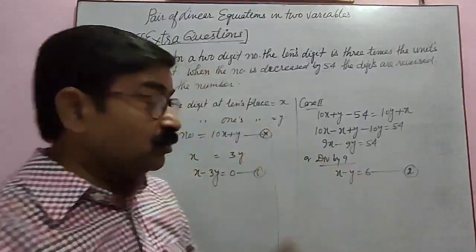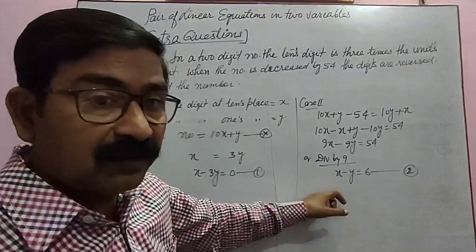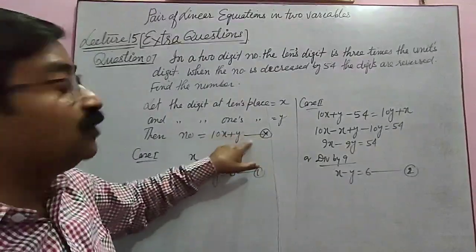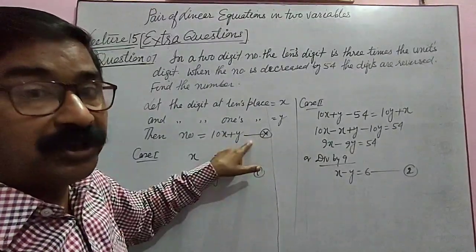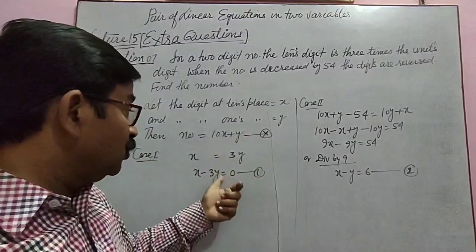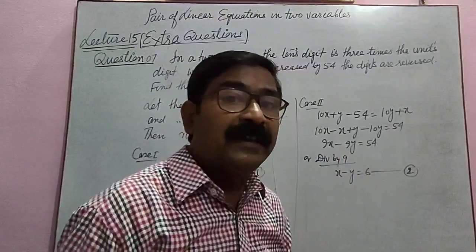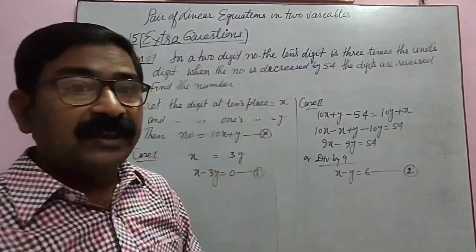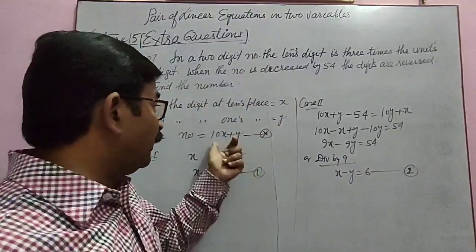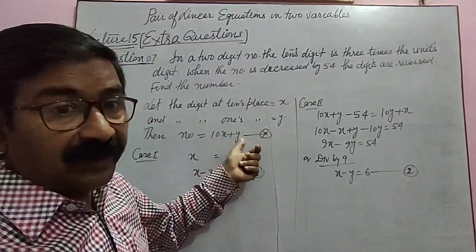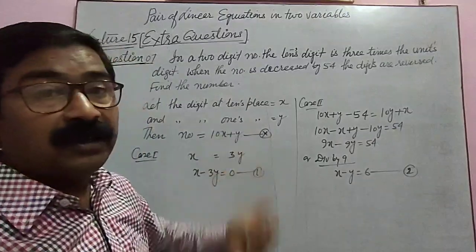Now we have got two equations, x minus 3y is equal to 0, x minus y is equal to 6. On solving these two equations for x and y, put the value of x and y here in this equation to get the number in 2 digits. Is it okay? Means you will solve the equation. Sometimes students fail to write the answer. They only solve the equation and leave x and y. No, you have to find the value of the number. So you will put the value of x and y here in this number and you will get the appropriate answer.